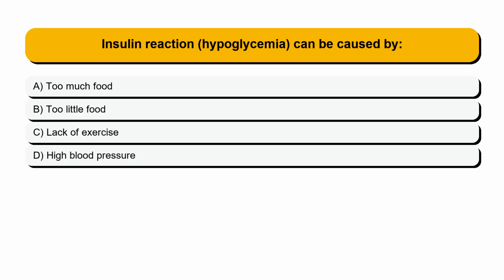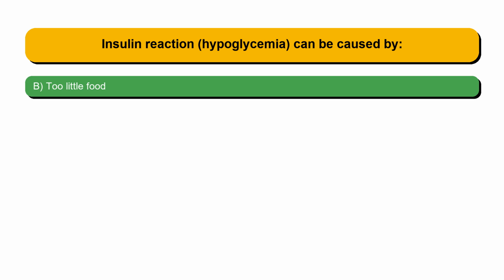Question 98. Insulin reaction, hypoglycemia, can be caused by Option A too much food. Option B too little food. Option C lack of exercise. Option D high blood pressure. The correct answer is option B too little food.